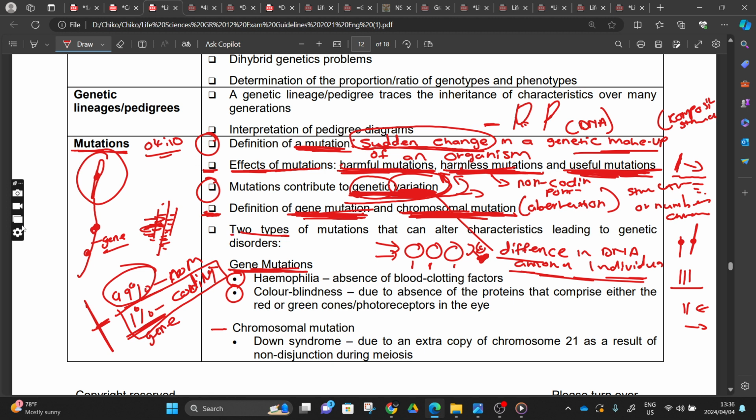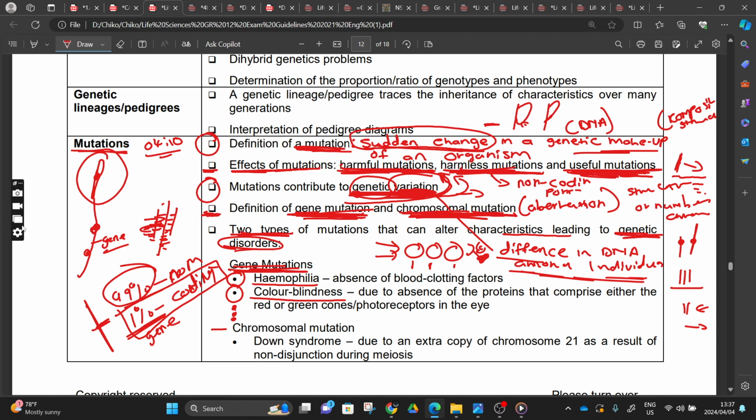And then you understand that we have two types of mutations that can alter characteristics, leading to a genetic disorder, right? When we are dealing with genetic disorder, then we have gene mutation. Under gene mutation, we are going to learn hemophilia and color blindness. We still have other examples like albinism, sickle cell, and cystic fibrosis, right? But these two will be more concentrated on. We did cystic fibrosis, right?